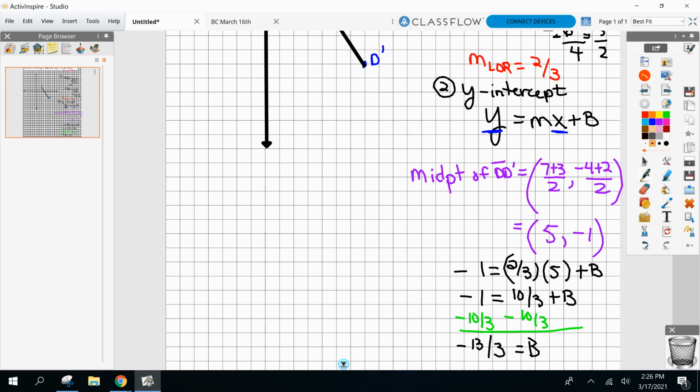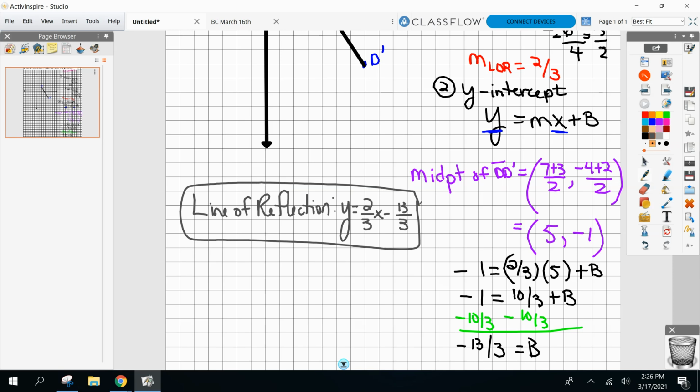All right, perfect. I have everything I need now. So my line of reflection is going to be y equals 2/3 x minus 13/3. Okay. So line of reflection is the same as the perpendicular bisector. You take care of the perpendicular part by finding the negative reciprocal of the slope, and you take care of the bisector part by taking the midpoint and plugging it into y equals mx plus b to find your y-intercept.